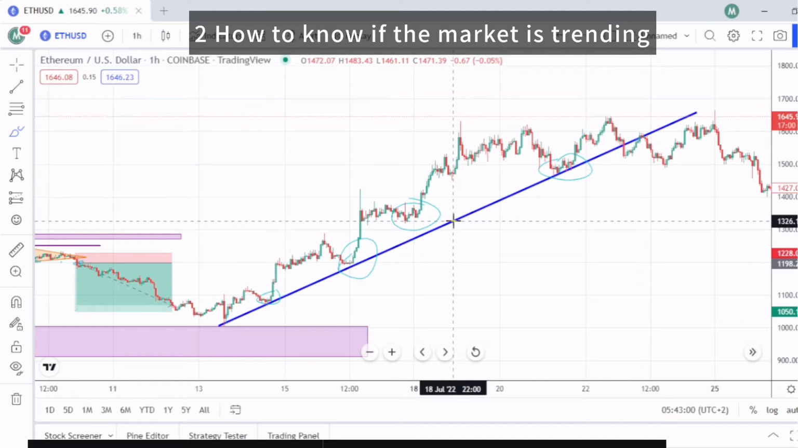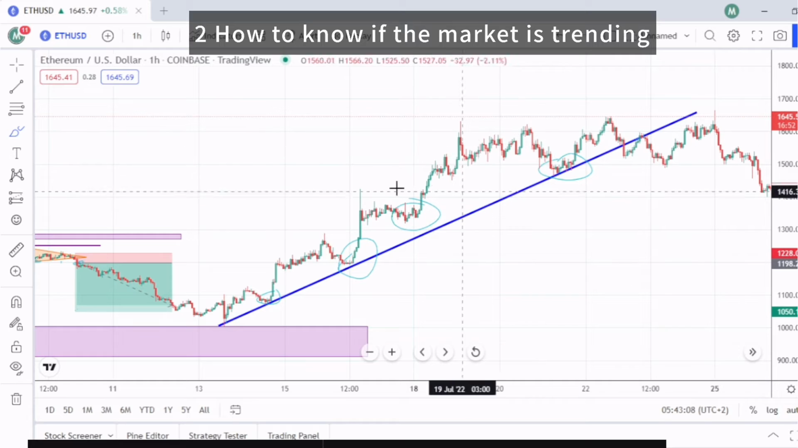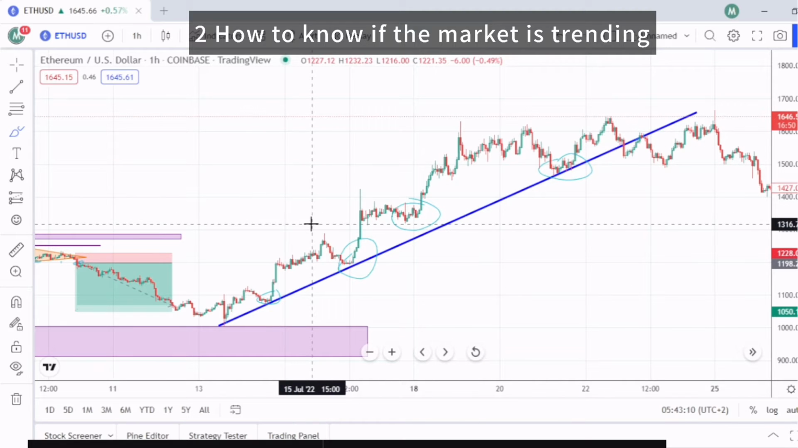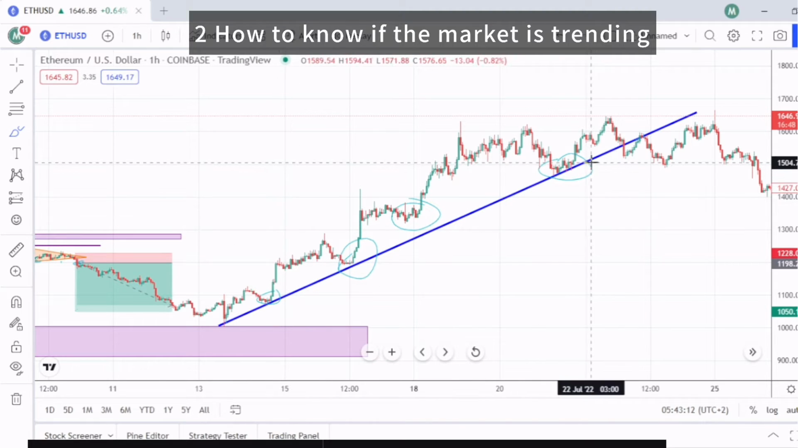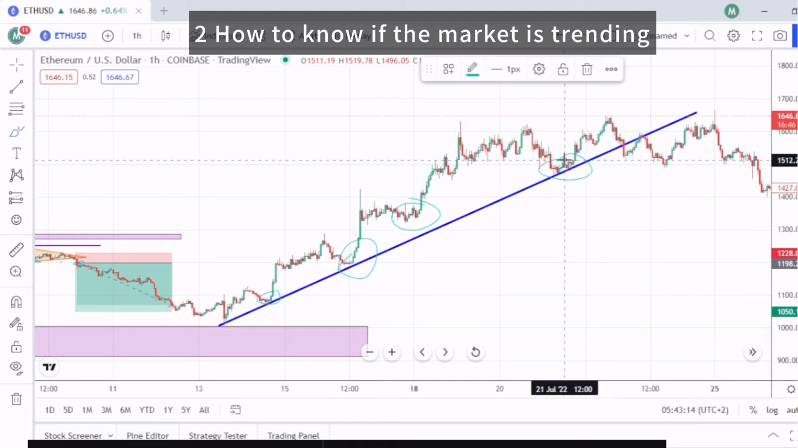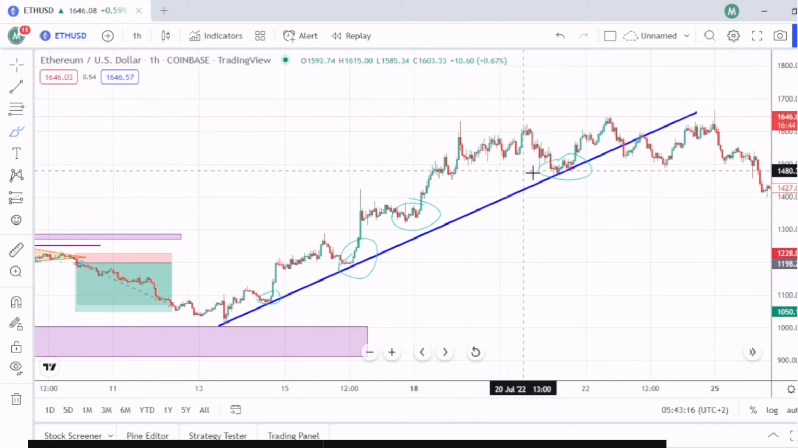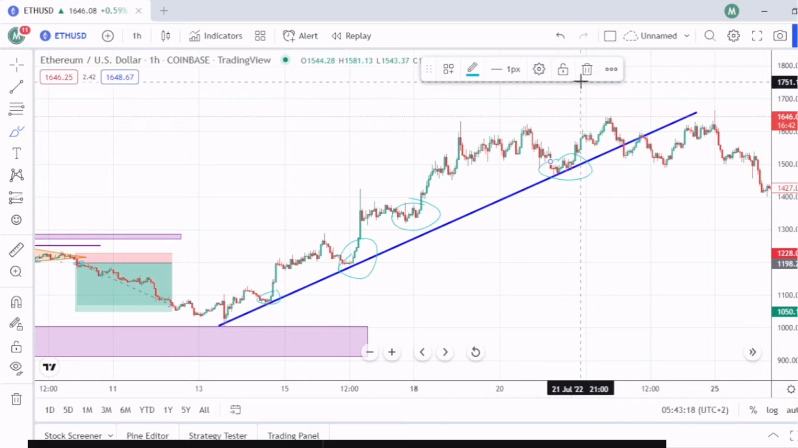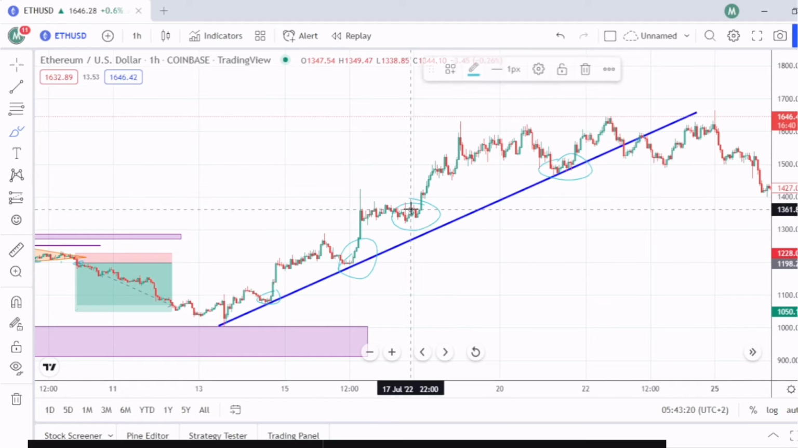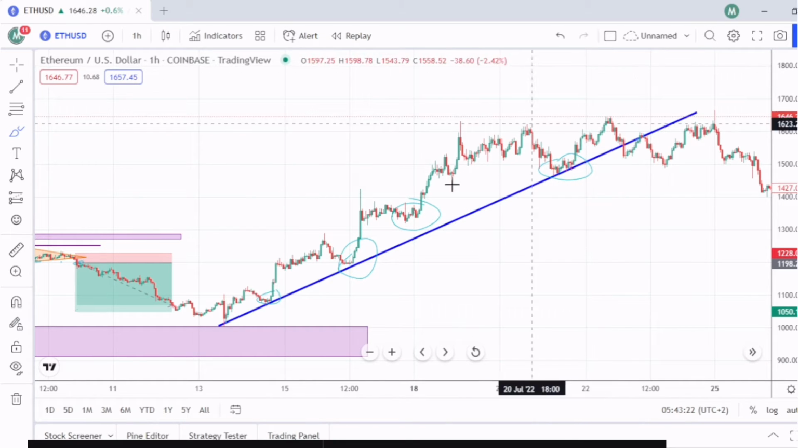Then our second question is, how do you identify that the market is trending? After I've shown you where you enter from, now we're going to look at some of the factors that should be present for you to be able to know this market is trending.